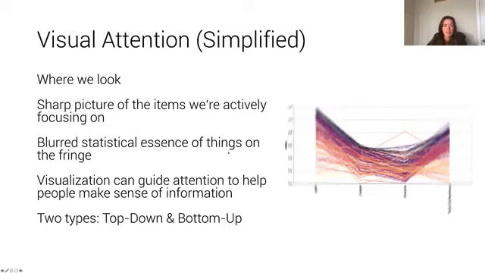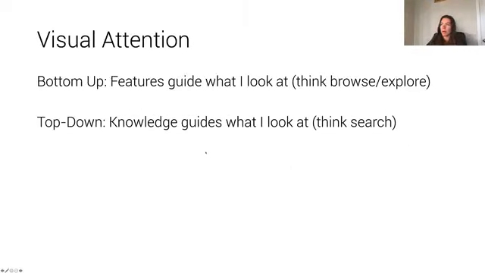There are 2 kinds of visual attention that we might want to design for, top down and bottom up. When we're dealing with bottom-up attention, we're letting the visual features, the colors, the shapes, the sizes of a visualization guide what we're looking at. This is similar to when we're doing browse or explore tasks where we're looking at the data and just trying to find what's interesting. When we're dealing with top-down attention, it's our knowledge that guides what we're looking at. Think about this like visual search. We're looking for specific elements that we might care about.